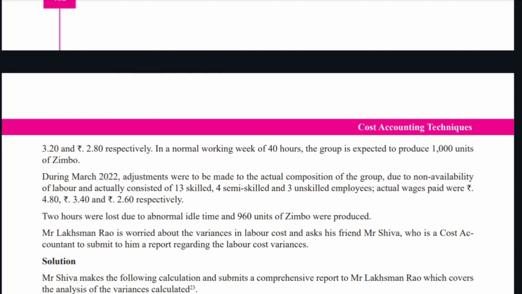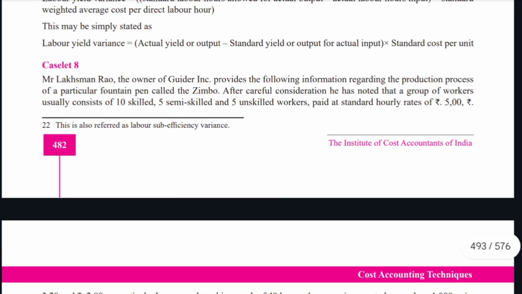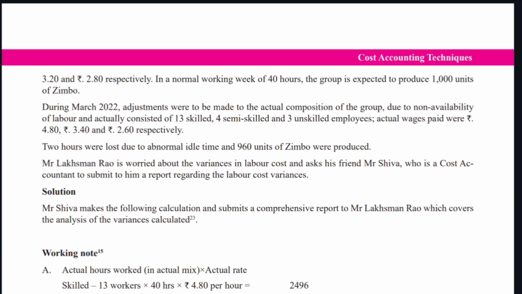Mr. Lakshman Rao is worried about the variances in labor cost and asks his friend Mr. Shiva, who is a cost accountant, to submit to him a report regarding the labor cost variances. So they have given us some budgeted data as well as standard rates, and the working week. The working week contained 40 hours. So it is actually a fixed hour.